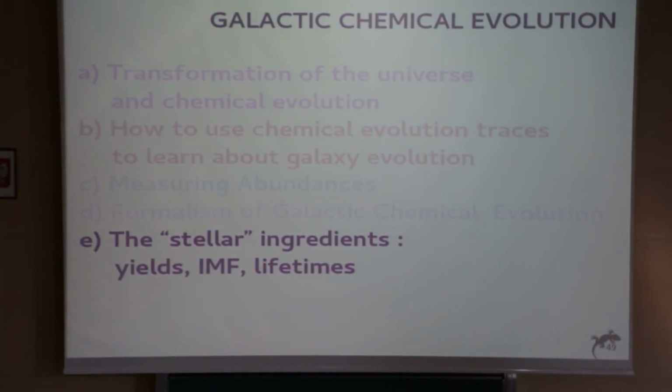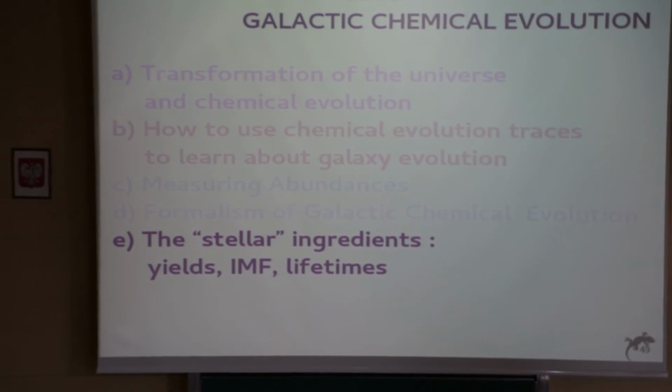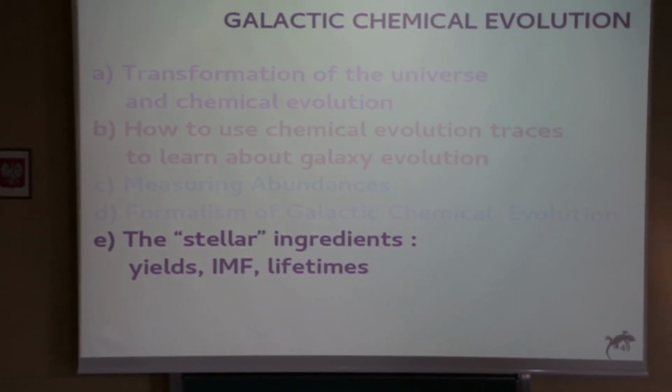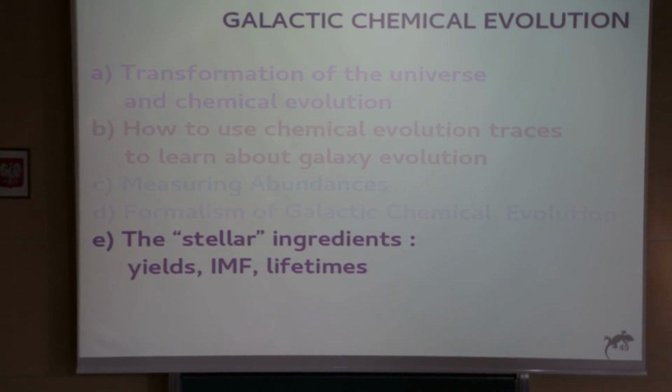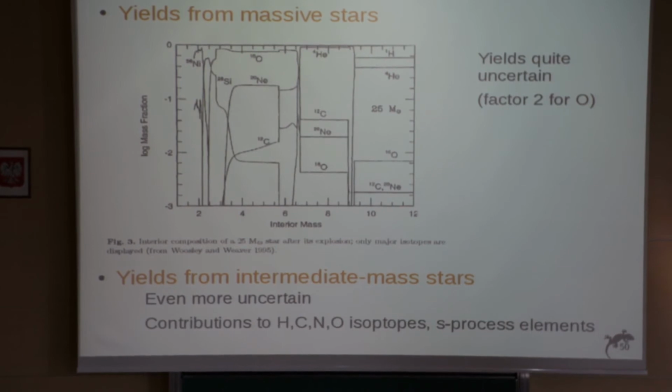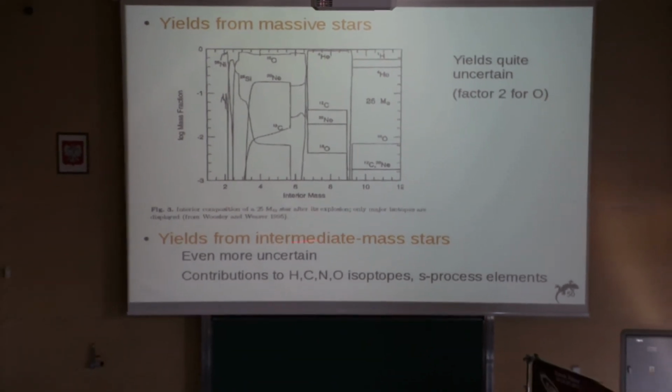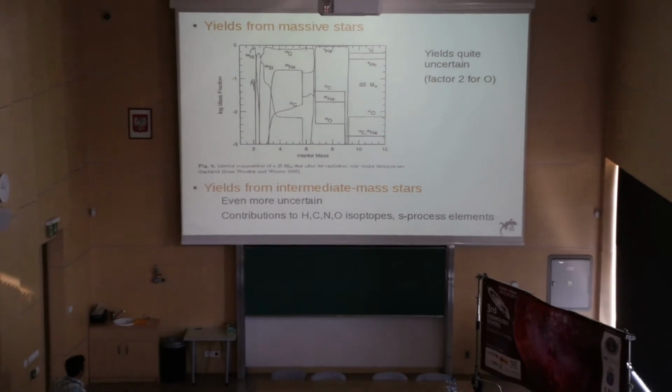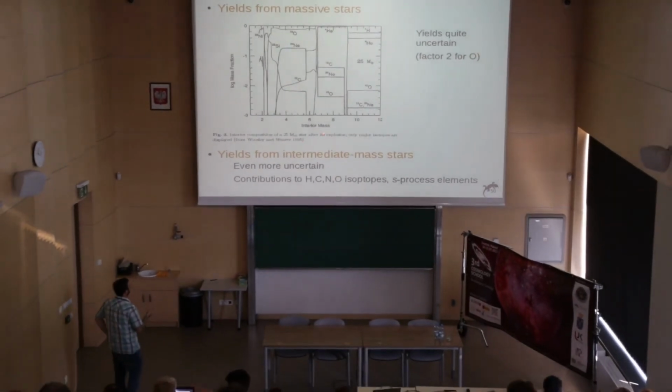So now that we have written all these equations, it's time to talk a bit about the elements that we put in the equations, because all this is very nice, but I've told you the IMF, I've told you the yields, but what are they, right? So I'll talk a bit about them now. The yields, what is made by stars. So I'm not an expert on yields myself, so what I do is just take what is predicted by people making evolution models of massive stars. So here is an example from Woosley and Weaver.